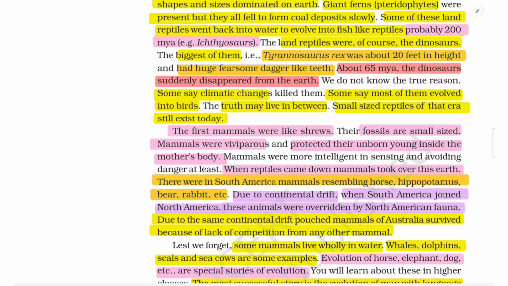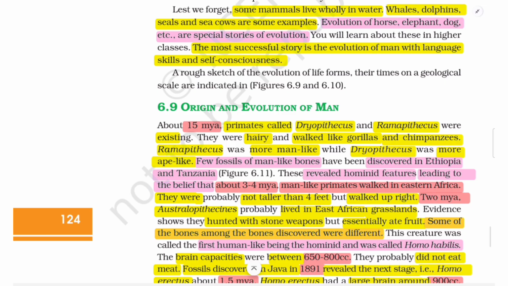There were in South America mammals resembling horse, hippopotamus, bear, rabbit, etc. Due to continental drift, when South America joined North America, these animals were overridden by North American fauna. Due to the same continental drift, pouched mammals of Australia survived because of lack of competition from any other mammal. Lest we forget, some mammals live wholly in water. Whales, dolphins, seals, and sea cows are some examples.